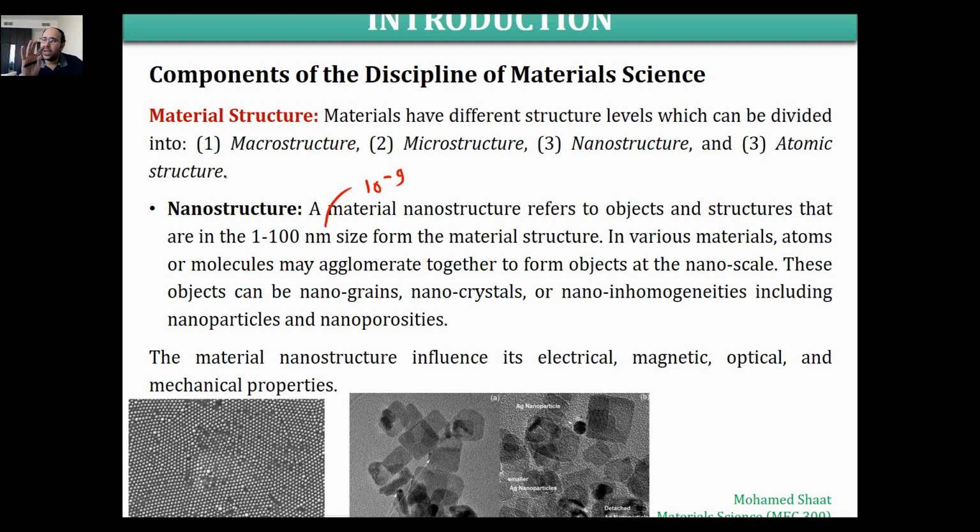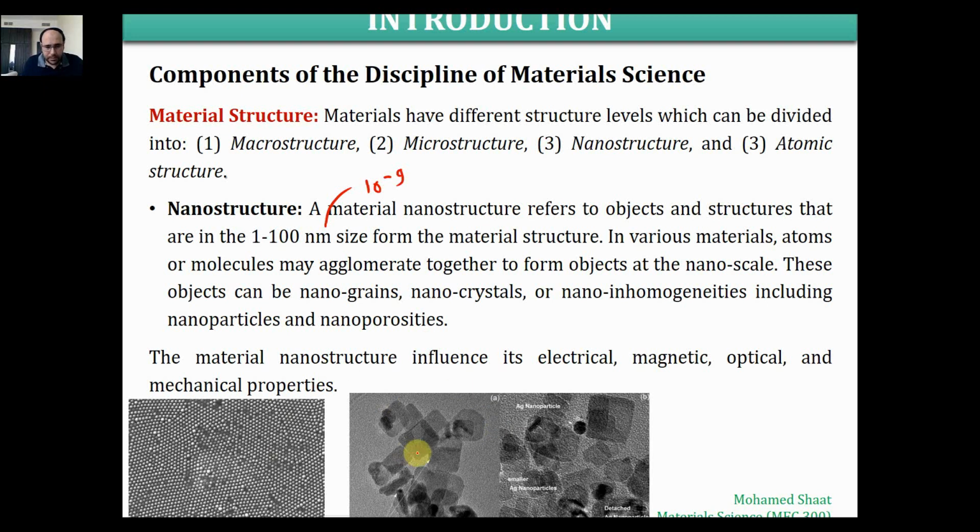One of the forms of nanomaterial is known as nanocrystalline material. This is also one of the types of nanomaterial that we are going to discuss. In various materials, atoms or molecules, as I said, agglomerate together to form nanoscale objects. These objects can be nanograins, nanocrystals, or nano-inhomogeneities or impurities inside the material, including nanoparticles, nanoporosities, whatever it is. All of these nanostructures are nano things. The material nanostructure influences some of the electrical, magnetic, optical, and mechanical properties of the material. So that's why it is important to know the relation between the nanostructure of the material and its mechanical, electrical, magnetic, and optical properties.